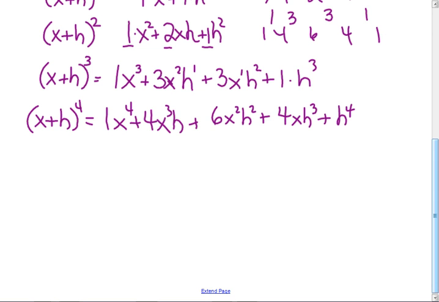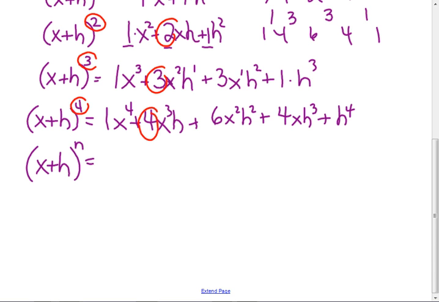Okay? See what happens to exponents. They go down. There's also something else that's interesting here that maybe you didn't notice. Okay, so let's do x plus h to the n. We don't have to go very far with this. It's going to be x to the what? N.